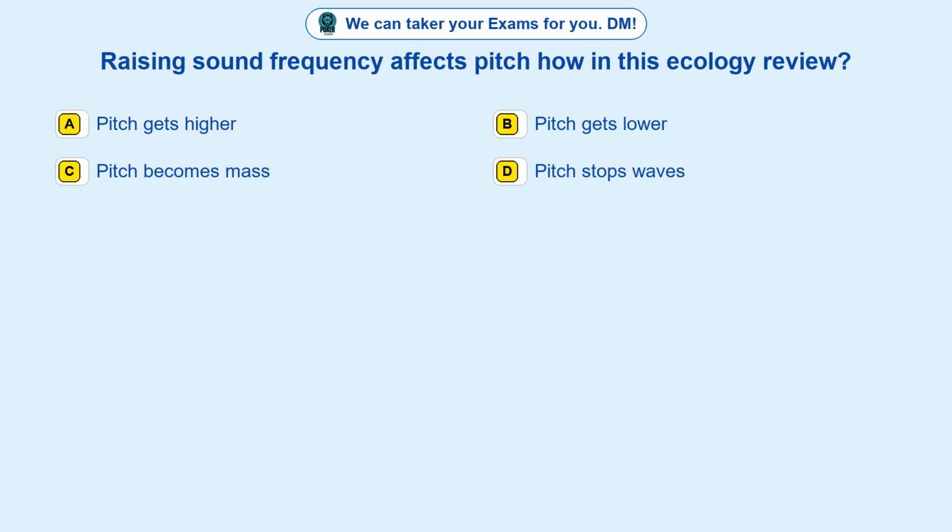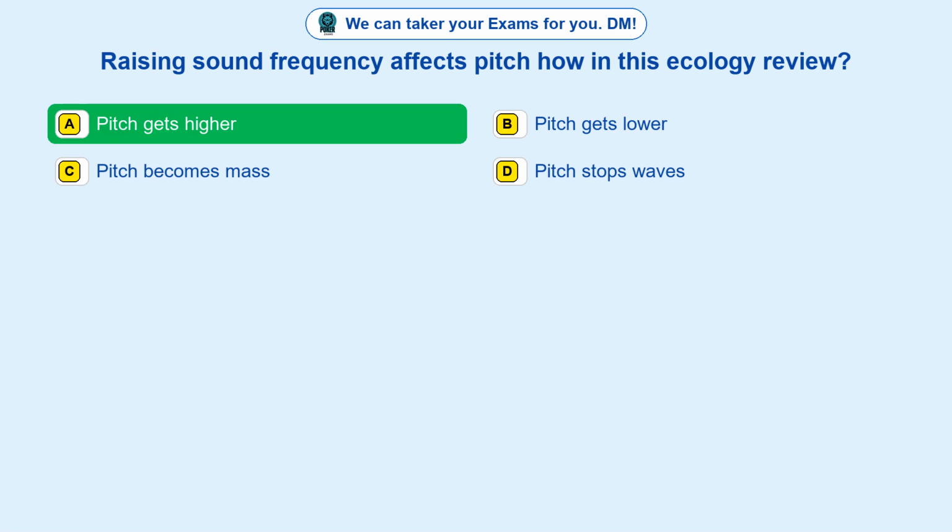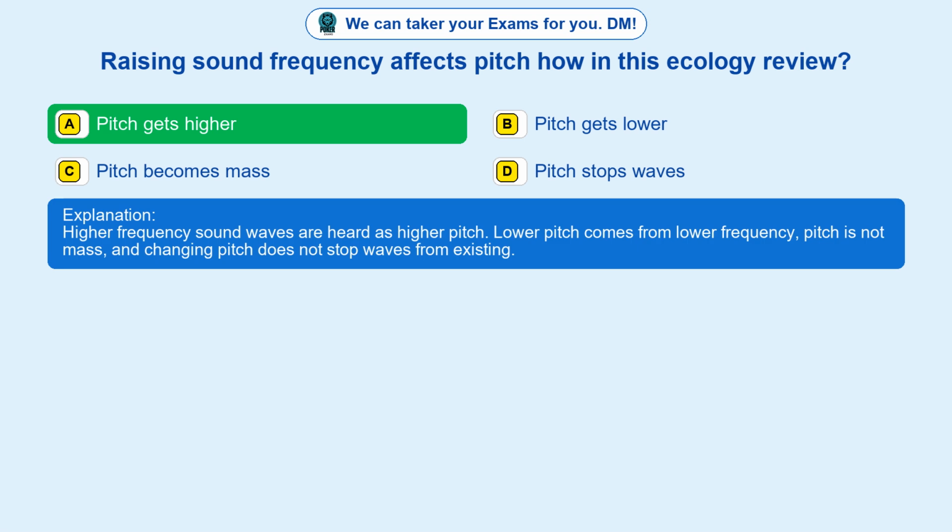Question 67. Raising sound frequency affects pitch how in this ecology review? Option A, pitch gets higher. Option B, pitch gets lower. Option C, pitch becomes mass. Option D, pitch stops waves. The correct answer is option A, pitch gets higher. Higher frequency sound waves are heard as higher pitch. Lower pitch comes from lower frequency, pitch is not mass, and changing pitch does not stop waves from existing.